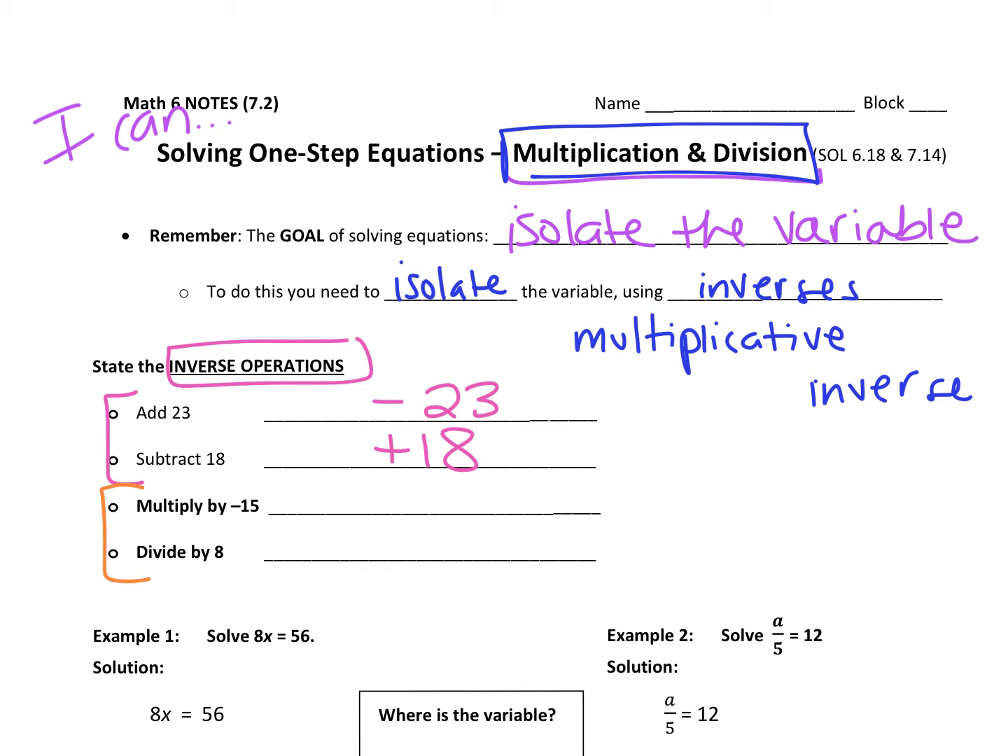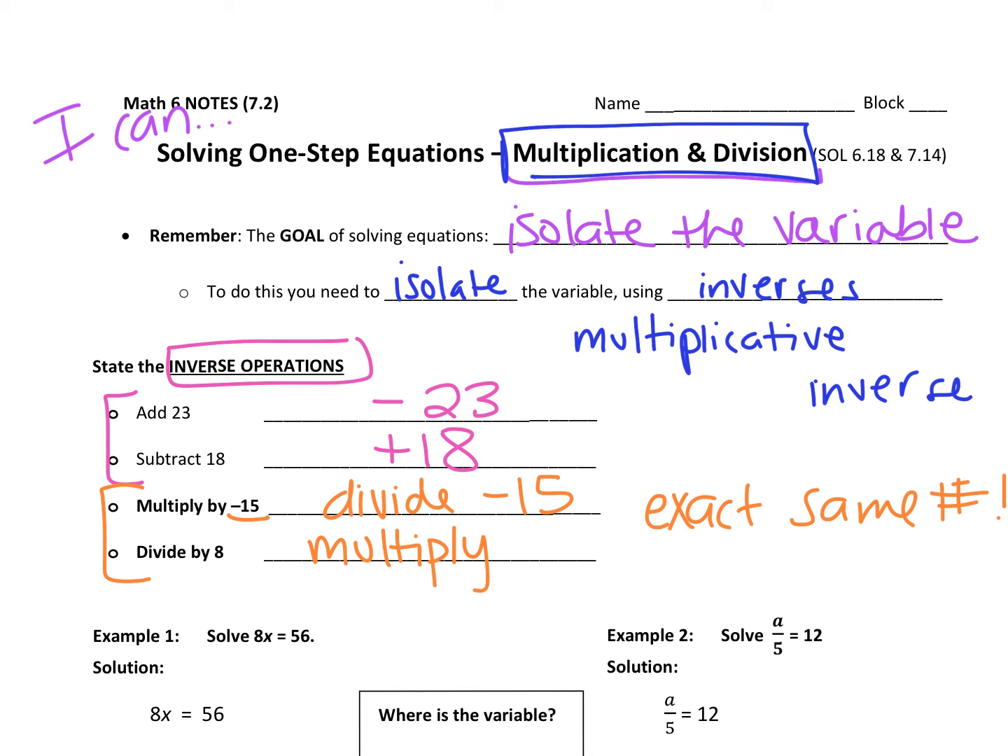But then, when we talk about multiplying and dividing, you multiply and divide by the exact same number, okay? So if we're going to be multiplying by negative 15, we will divide by negative 15. If I'm dividing by positive 8, I will multiply by positive 8. Notice the signs don't change when we're multiplying or dividing.